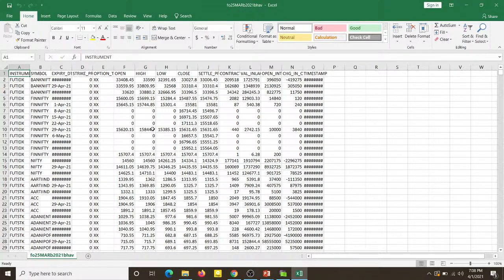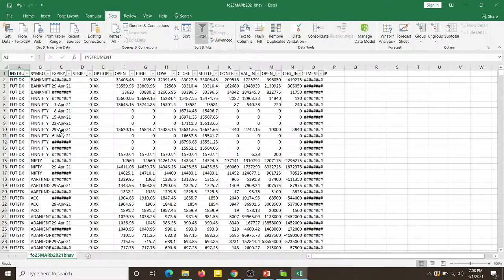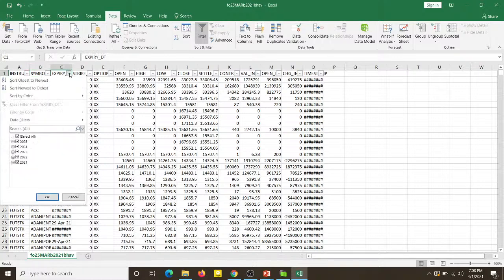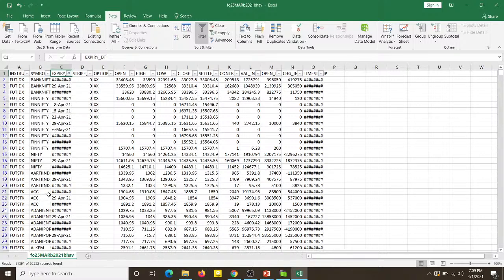On this day I'm looking for the positions which got built up for the coming expiry, which is 1st April, right? So I'm going to filter this entire data only for 1st April Nifty options. Everything else I'm going to delete, just for this analysis purpose. For that I have to exclude this, and fine.